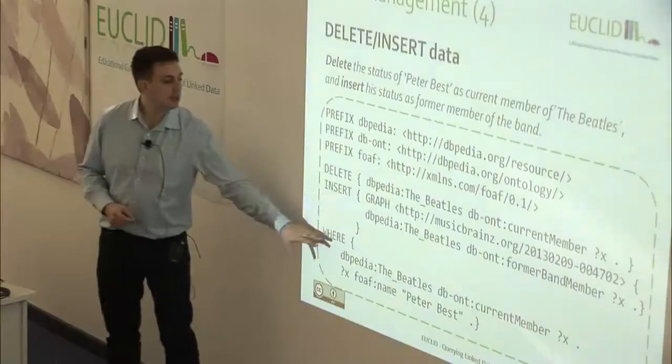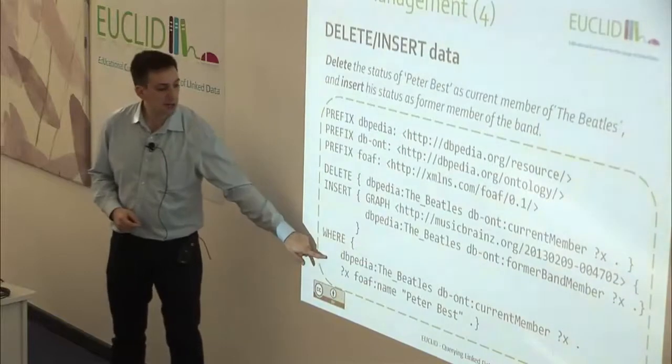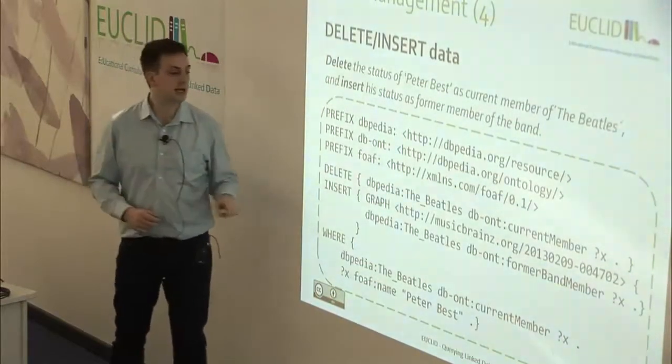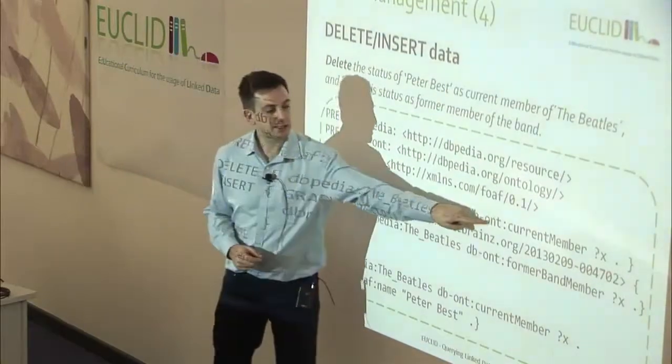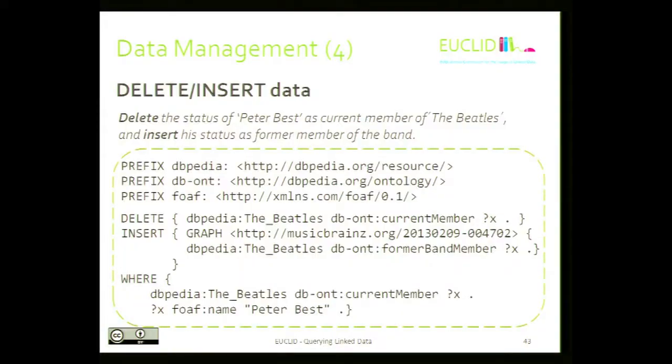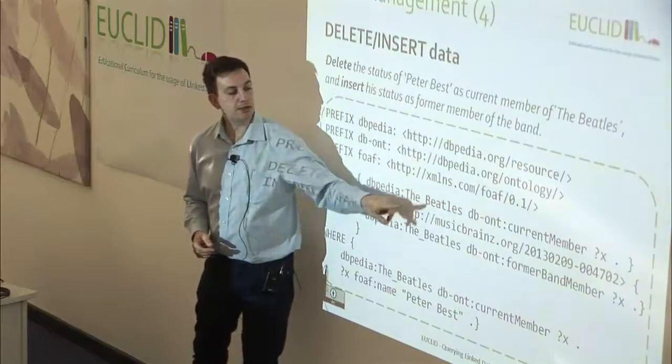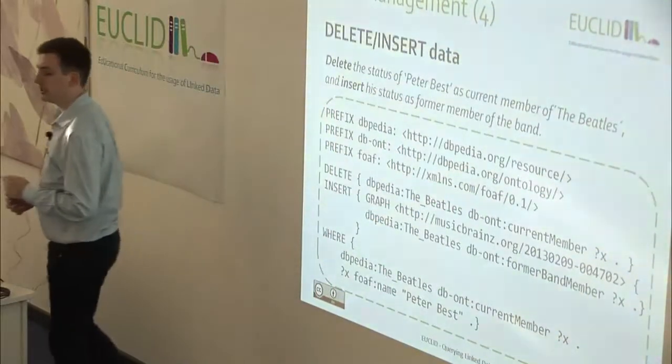Okay? Then we delete by using that binding to fill in this pattern. So we delete just that statement that the Beatles has current member X. Okay? This doesn't remove the second triple that we matched with this triple pattern. It doesn't stop that person's name being Peter Best. It just removes the relationship of them with the Beatles through the current member property.